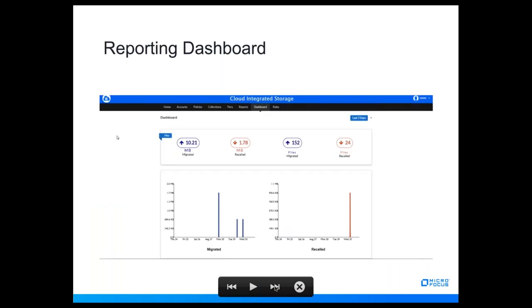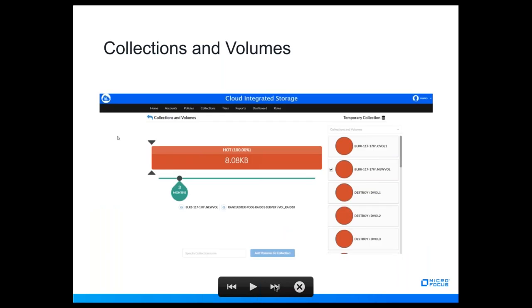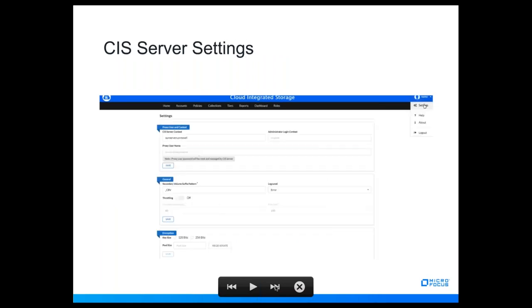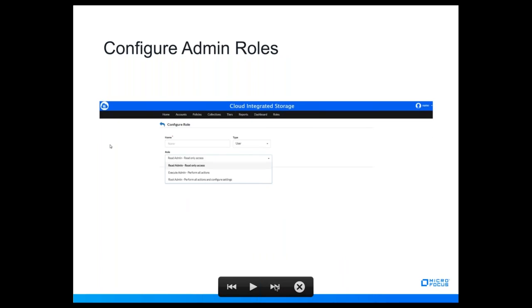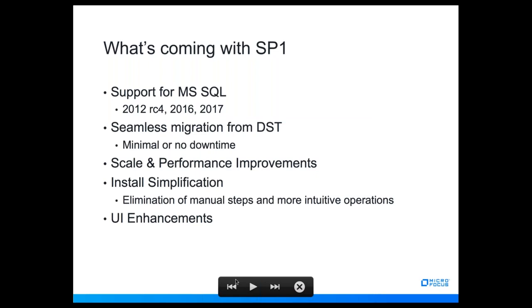Yeah, so that's the reporting dashboard that we are looking at. We've talked about the collection and the granular volume level information that you can get from the CAS Management Console, with the configuration settings. We've also talked about the role-based access control: the read admin, the execute admin, and the root admin. Okay, so that's about the overall OES CAS capabilities.